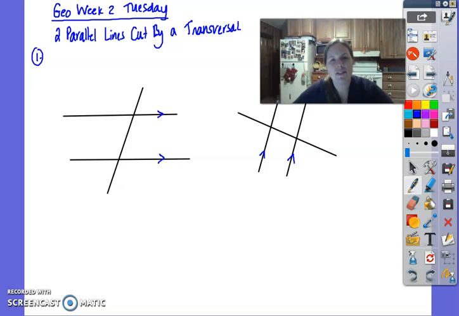We are moving on to Geometry Week 2 Tuesday, also known as Day 2. We're switching gears quite a bit. We're leaving polygon land and we're going into some parallel line discussion. We're going to avoid proofs. You're welcome. Go ahead and jump for joy now.